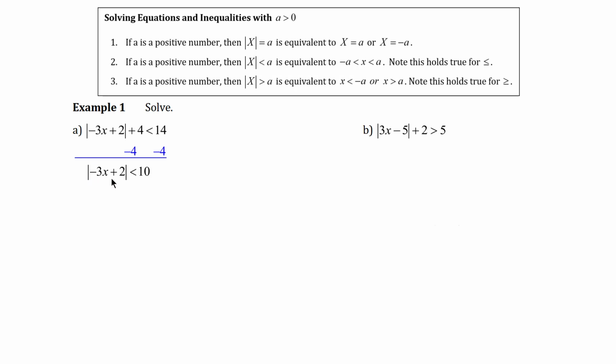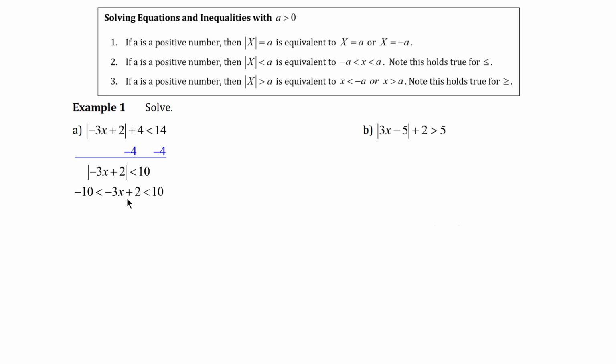Simplifying the left-hand side, positive 4 and negative 4 cancels out, and then we bring down the absolute value of negative 3x plus 2. On the right-hand side, we have 14 minus 4 gives us 10. So the result is the absolute value of negative 3x plus 2 less than 10. Next, we could apply the second absolute value rule since we have that the absolute value is less than a positive number. Applying the second rule, we can rewrite our absolute value inequality as negative 10 less than negative 3x plus 2 less than 10.